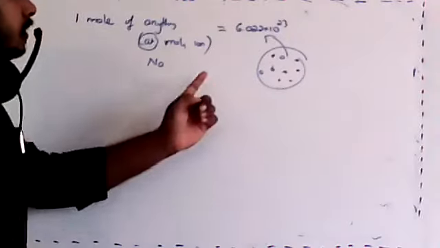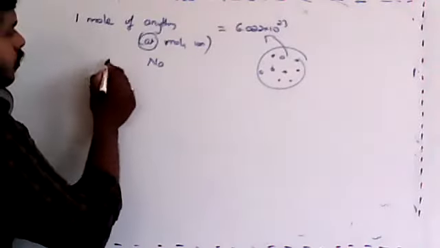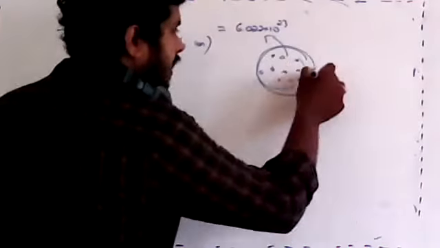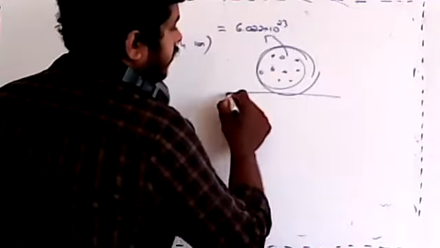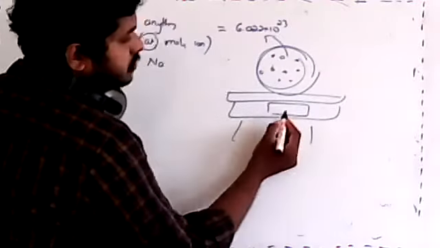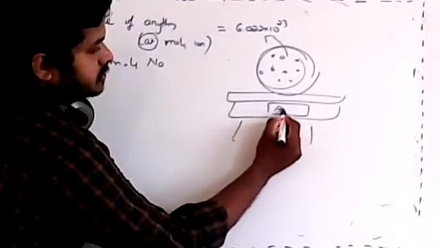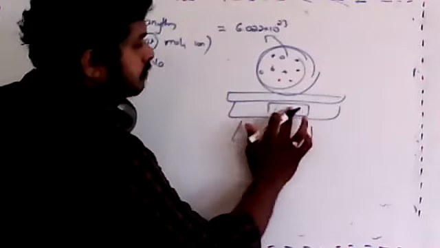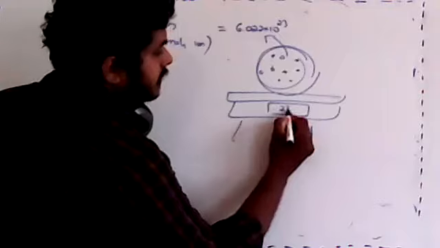Then if you consider 1 mole of sodium, it contains these many atoms. And if you weigh this one on a weighing machine, what I'm going to observe here is that it is equal to its atomic mass. What is the atomic mass of sodium? The atomic mass of sodium is 23 grams. I'm going to get a value which is 23 grams.